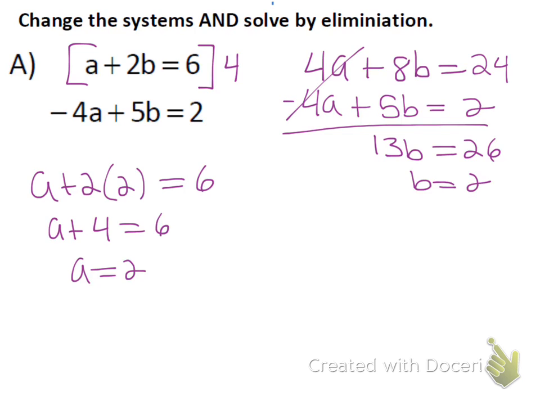Now my last step is to write this as an ordered pair, and this may throw you. This may be your first time seeing an ordered pair other than X and Y. Ordered pairs are always written alphabetically, so A comma B, or 2 comma 2, is our final answer.